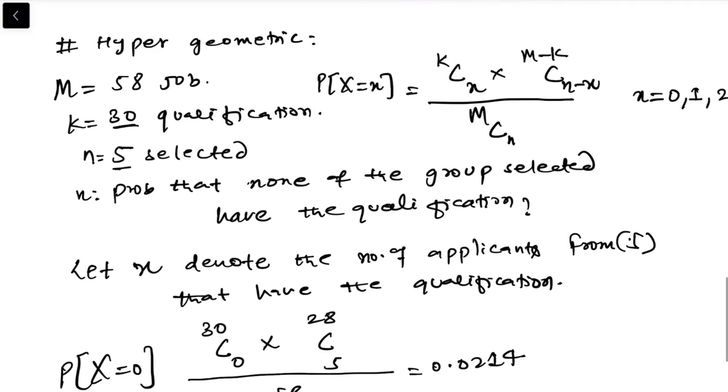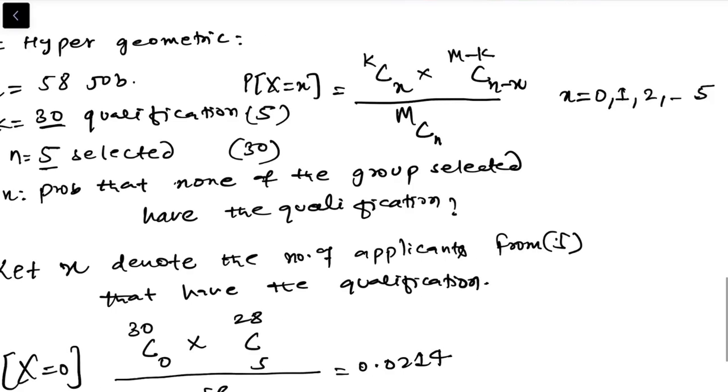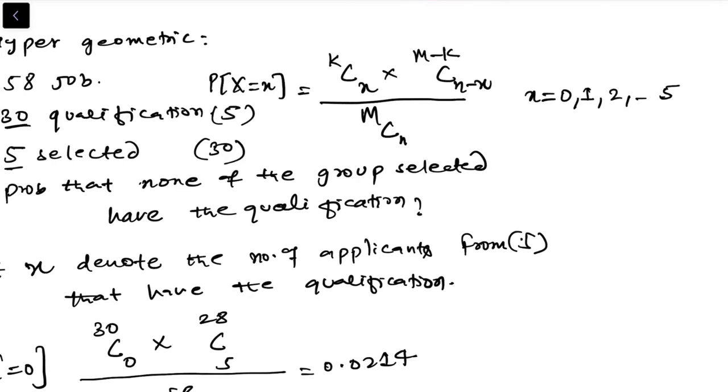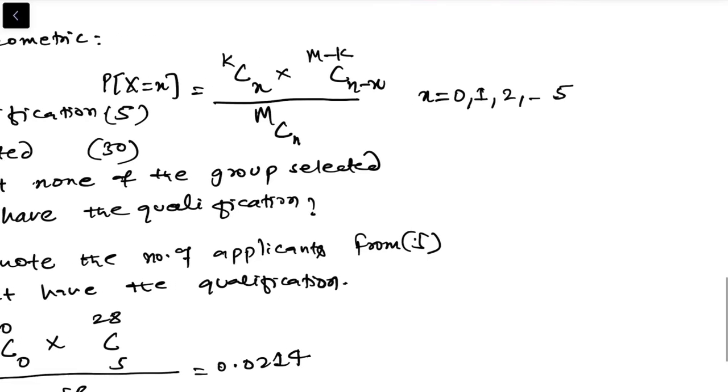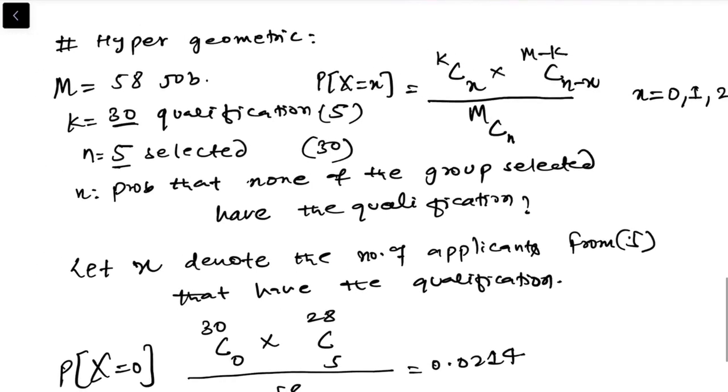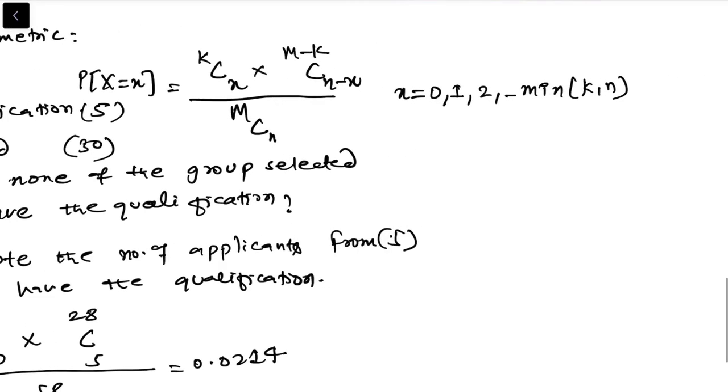Now what if I say that the preferred candidates are only 5 people and you need to select 30? What is the maximum value of x in this case? This is again 5, because you only have 5 preferred candidates and you have to choose from the preferred. So the maximum value of x is simply the minimum of k comma n.